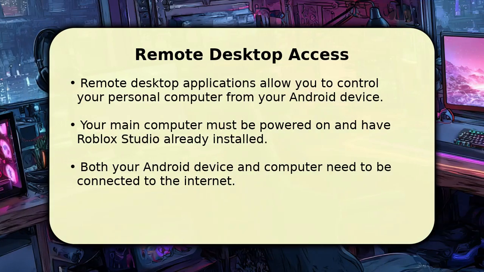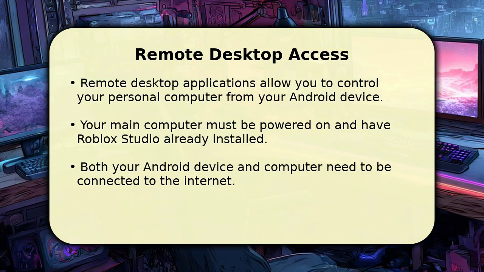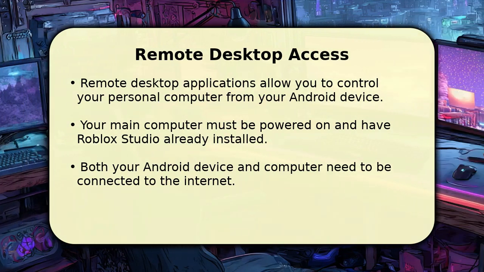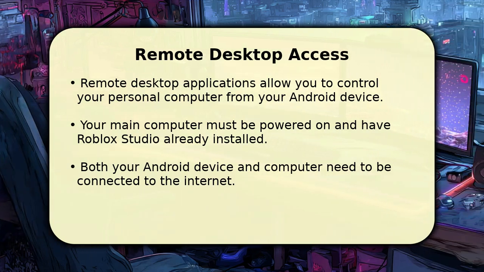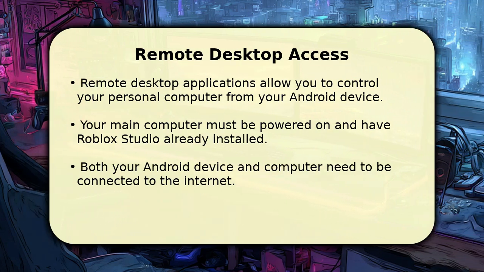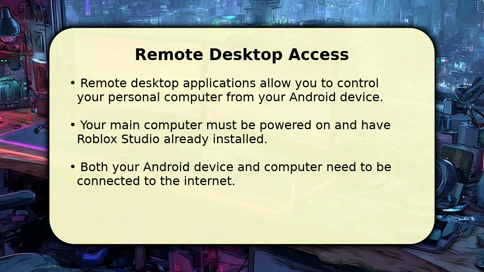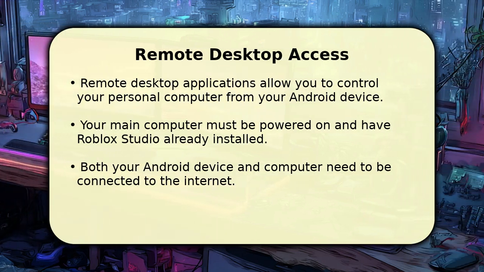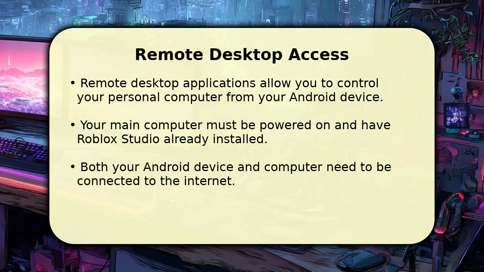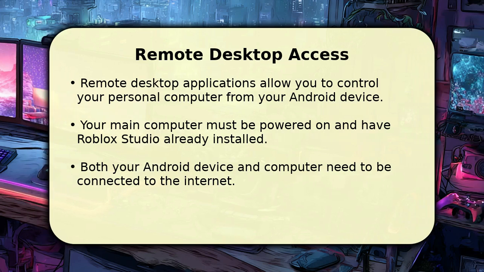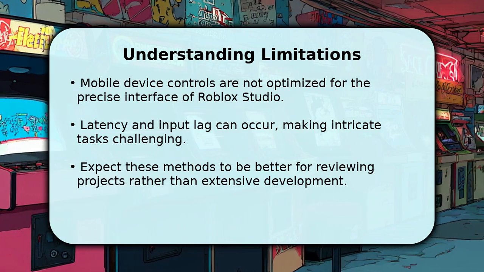Another effective method is to use remote desktop access applications. These tools enable you to control your personal computer directly from your Android device, viewing its screen and using its applications. For this to work, your primary computer must remain powered on and have Roblox Studio already installed and running. Crucially, both your Android phone or tablet and your desktop computer will require an active internet connection to establish and maintain the remote link.